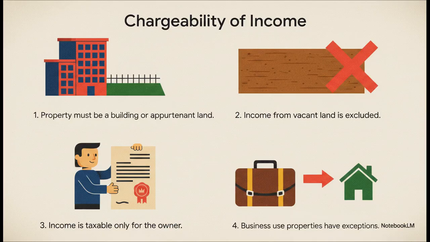So to even be charged under this specific tax category, the property has to be a building, or it has to be land that is appurtenant, which is basically just a fancy legal term for land directly attached to that building, like a parking lot or a courtyard. Meaning, to answer our previous question, income from a purely vacant plot of land escapes this house property category entirely. Also, this income is taxable only for the owner. And there's one huge exception here. If you use the property directly for your own business or profession, the income isn't taxed here at all. It shifts over to business income. It's all about what the property physically is and how you actually use it.